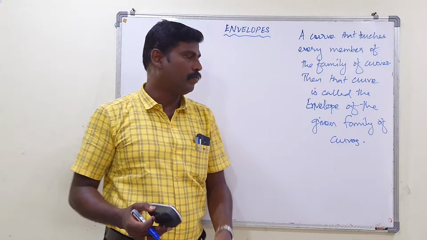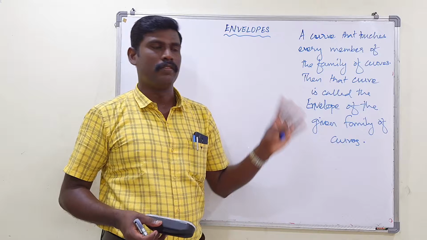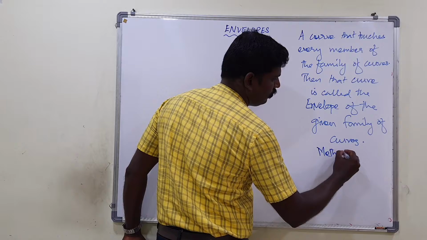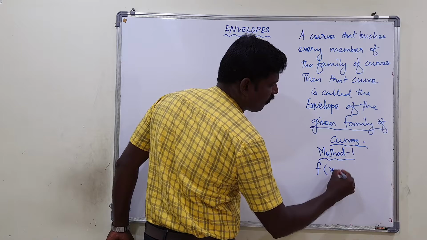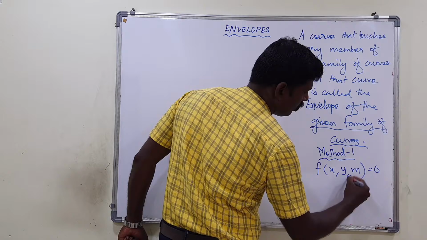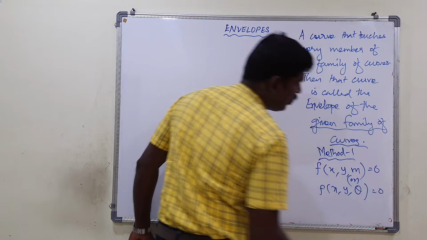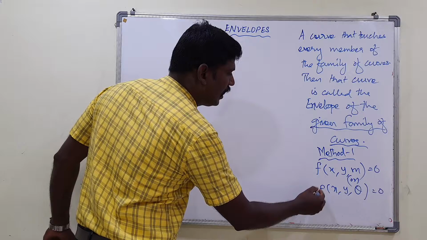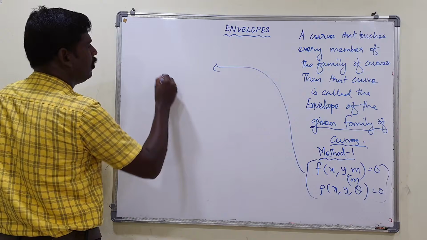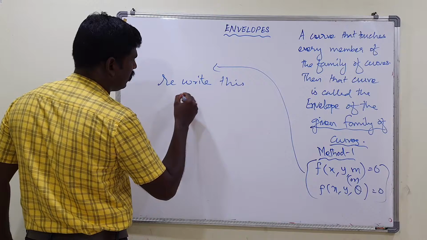There are several methods to find the envelope of the given family of cars. Okay, so one of the first methods is method 1. What is in method 1? Suppose the given family of curves is in the form of f of x comma y comma a parameter, a single parameter, or f of x comma y comma theta, right? Then we can rewrite this type of equation as a quadratic equation in parameters.